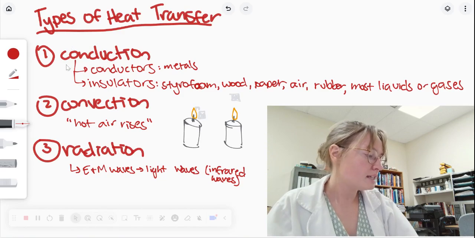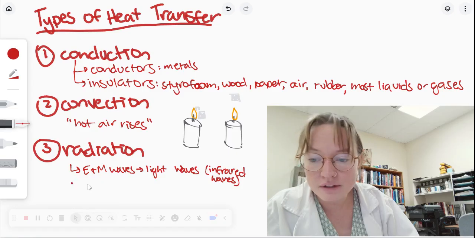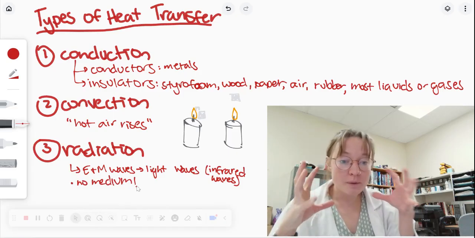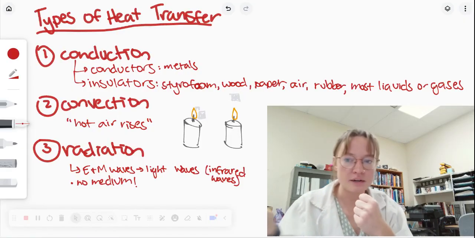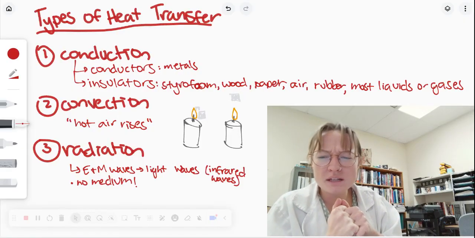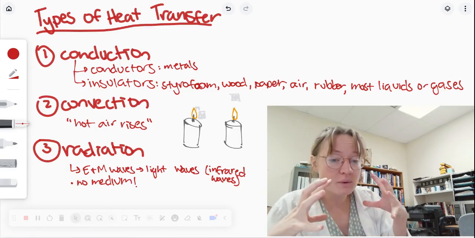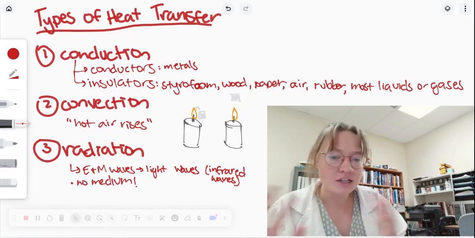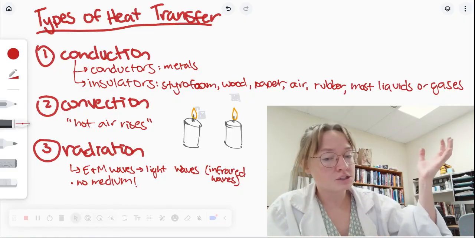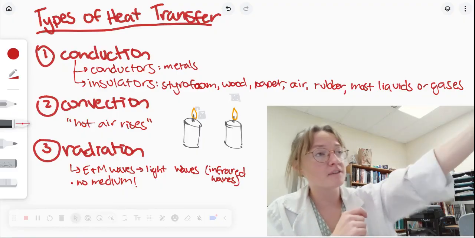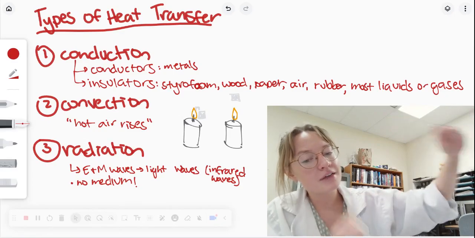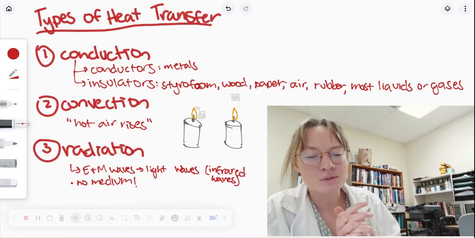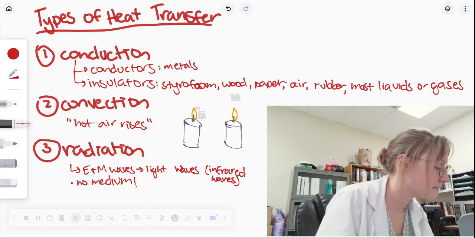Something that you should know is that radiation does not need a medium to travel through. Unlike conduction, where you need molecules that can run into each other in order to get heat transfer, or convection, where you have to have a fluid that expands and then rises up, in radiation that's not true. Actually, this is true of all electromagnetic waves: they can come straight from the sun to us, even though there is nothing but space in between. They don't need some sort of solid or liquid or gas. They can travel through space.